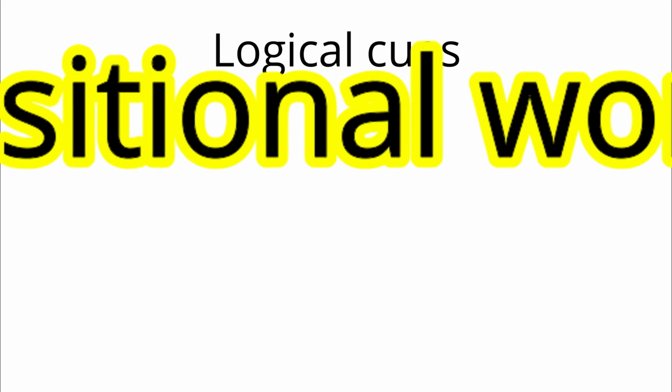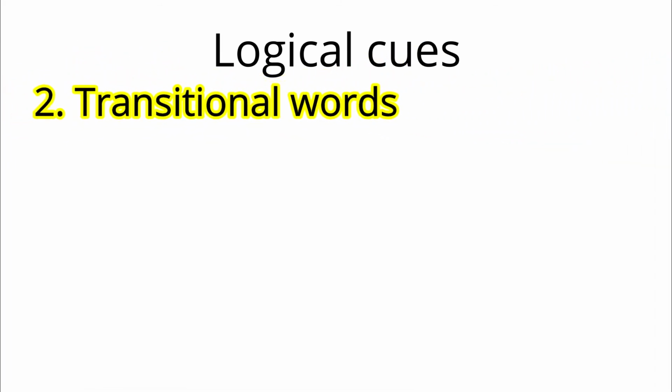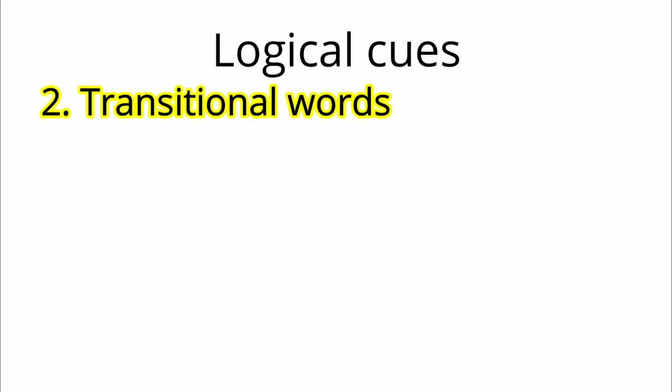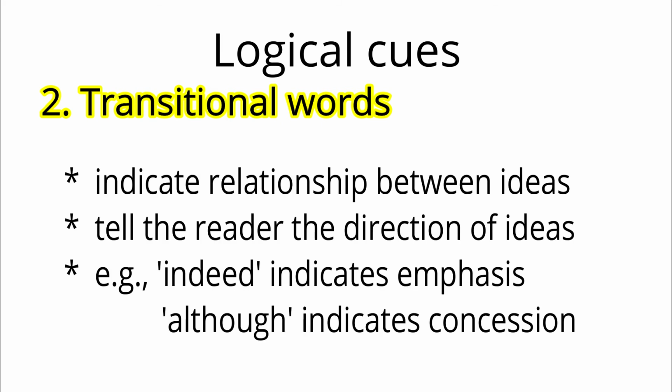Some other function words indicate the logical relationship between ideas. These words are often called transitional words. Transitional words tell the reader in which direction ideas are moving. For instance, thanks to the transitional word indeed, we can expect ahead that the subsequent idea will emphasize the previous point. Although, on the other hand, signals that concession will follow. In this light, transitional words are road signs in composition. Based on their function as road signs, transitional words can be grouped as follows.